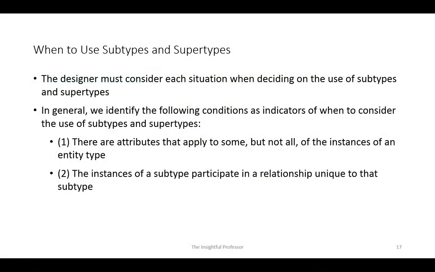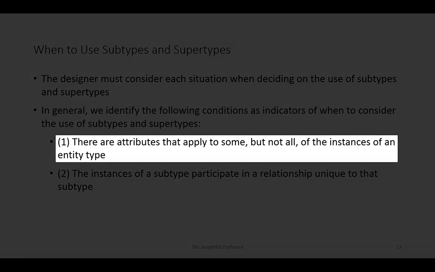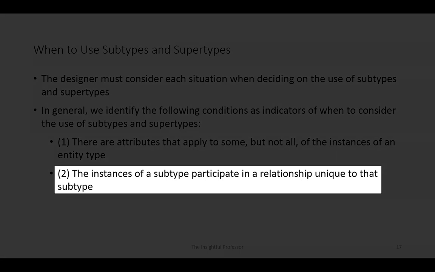The designer must consider each situation when deciding on the use of subtypes and supertypes. In general, we identify the following conditions as indicators of when to consider the use of subtypes and supertypes. First, there are attributes that apply to some, but not all, of the instances of an entity type. Second, the instances of a subtype participate in a relationship unique to that subtype.